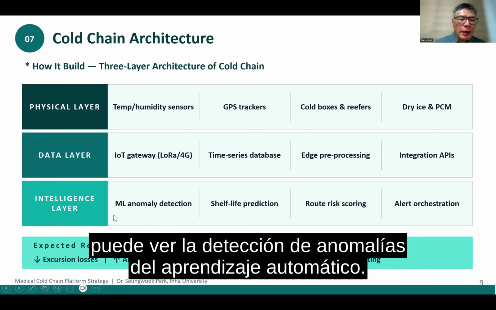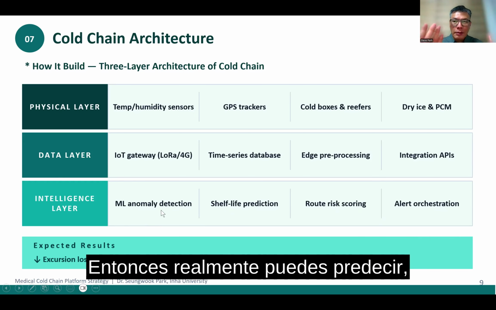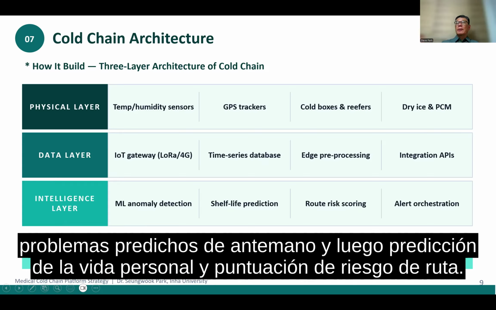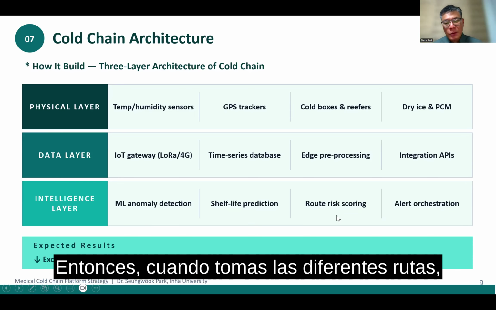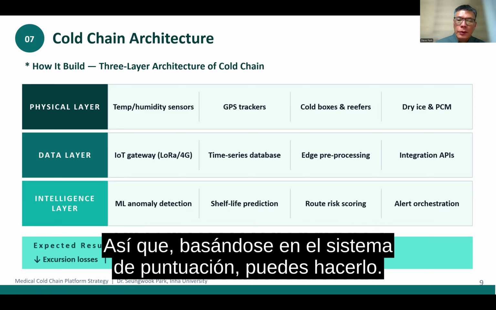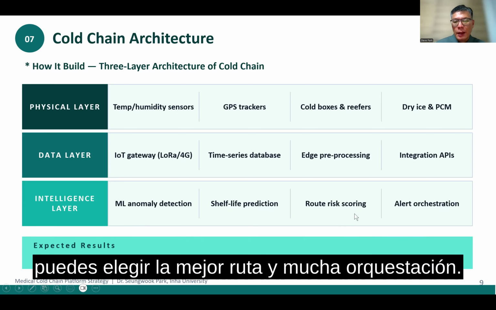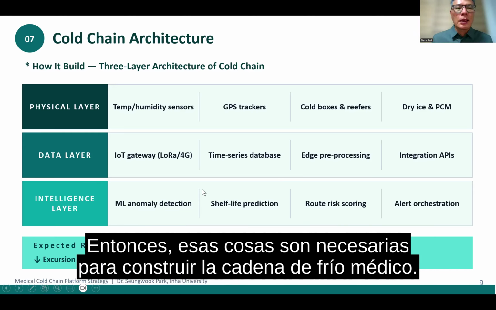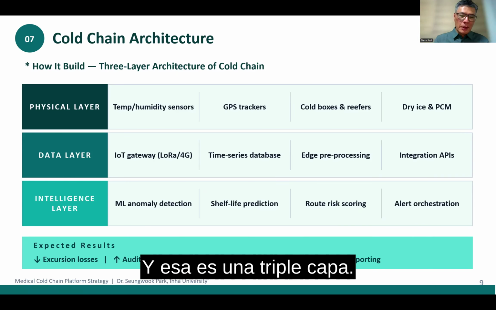And then the intelligence layer, where you can see machine learning anomaly detection, so you can actually predict problems in advance. And then shelf-life prediction and route risk scoring. So when you take many different routes, you can measure the risk of taking those routes and score them. Based on the scoring system, you can choose the best route. And then alert orchestration.